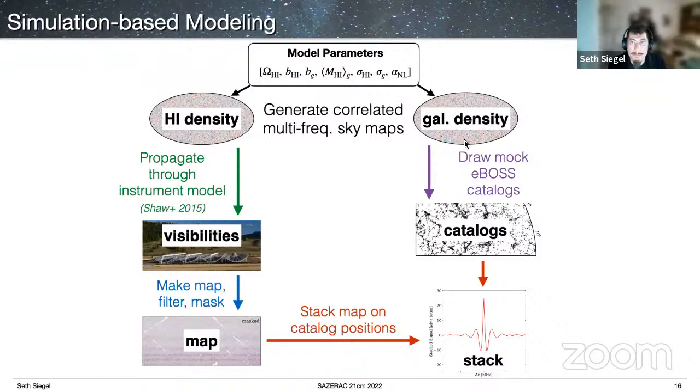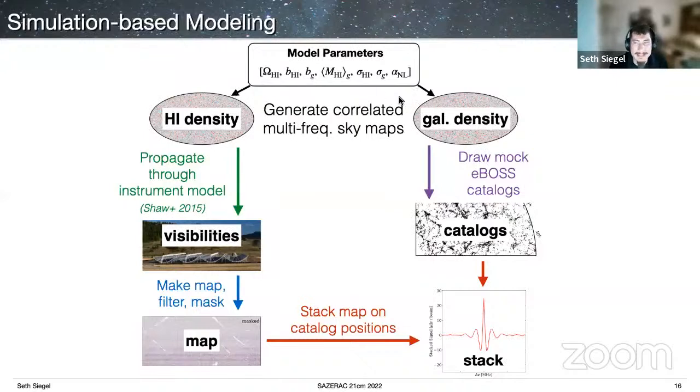In parallel, we generate mock catalogs from the tracer density realization and stack the simulated 21 centimeter observations on each mock catalog. We average over many mock catalogs to obtain the stack signal template for this particular set of model parameters. But this procedure is computationally intensive. It takes about 900 core hours. So we can't do a full Markov chain with this procedure.